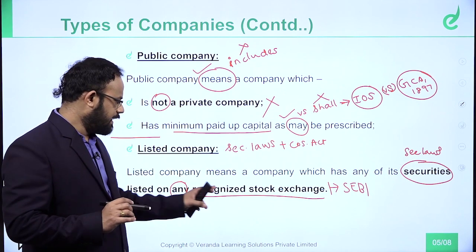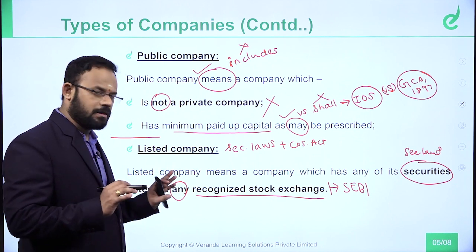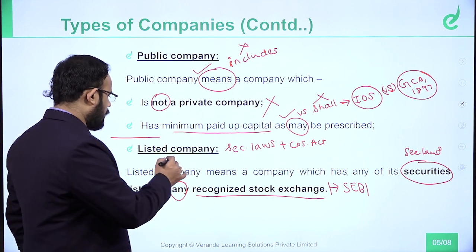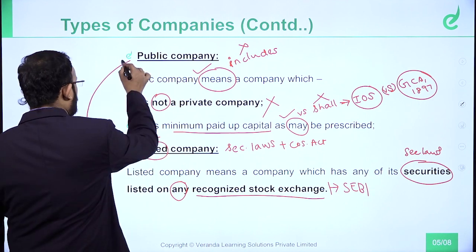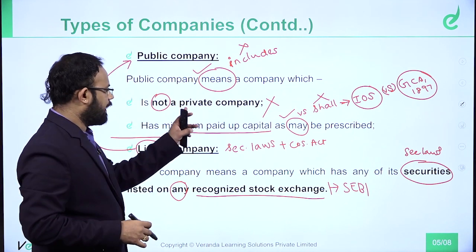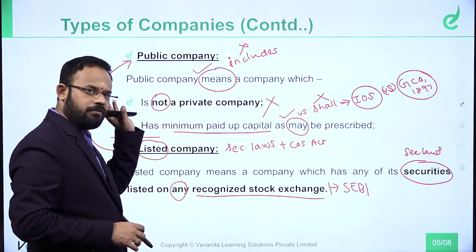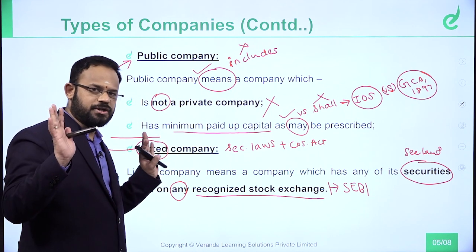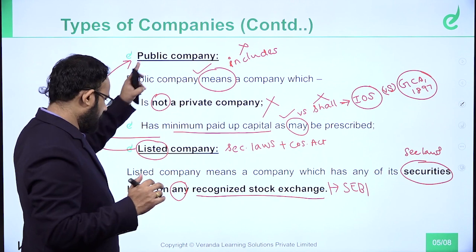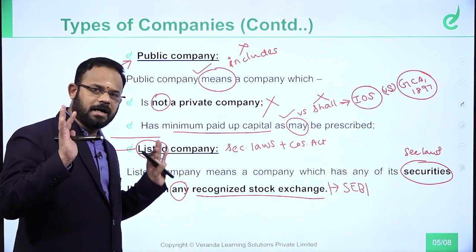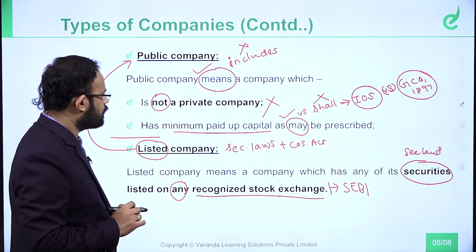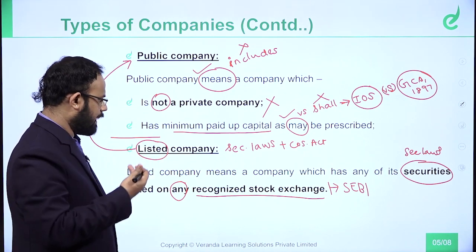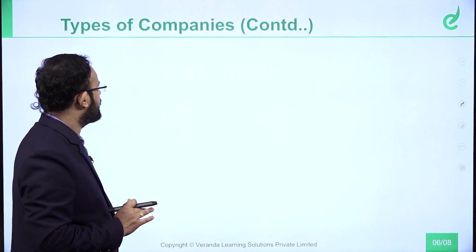That means if you list any securities on a recognized stock exchange, obviously this is going to be a public company only. Are we clear? Because you cannot do any other thing. We already said that a private company prohibits any invitation to the public. So it should definitely be a public company and it should be recognized in a stock exchange. Are we clear? So this is one point that you will have to remember for public company and listed company. Yes, what is the next one?